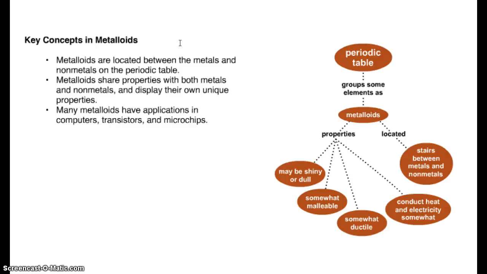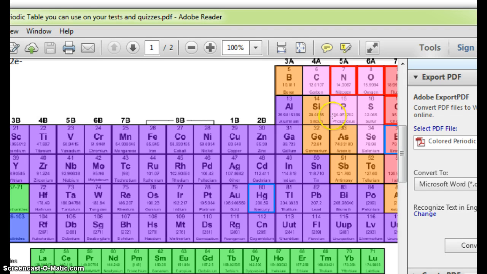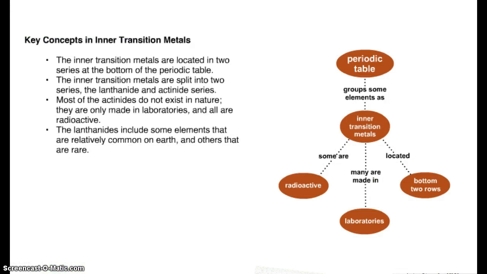The periodic table groups some elements as metalloids. Properties: they may be shiny or dull, somewhat malleable, somewhat ductile, conduct heat and electricity somewhat, and are located in the spheres between the metals and nonmetals. So again, often we call this shape the stair step, and those are our metalloids.